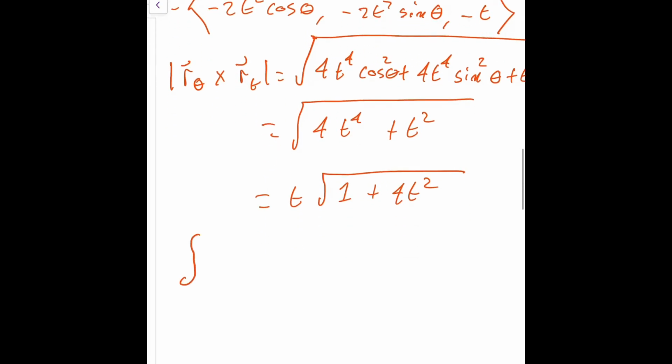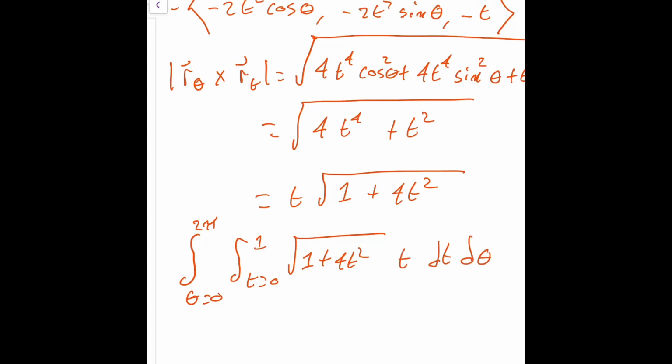We're integrating this over the parameter domain. So t goes from 0 to 1. Theta goes from 0 to 2 pi. And we're integrating the square root of 1 plus 4t squared, times t, dt d theta.